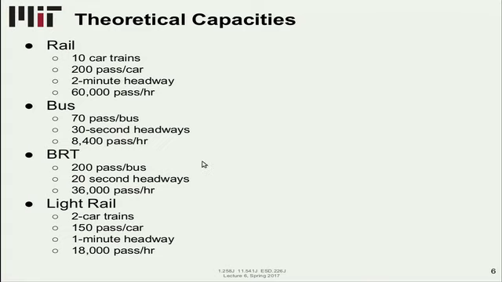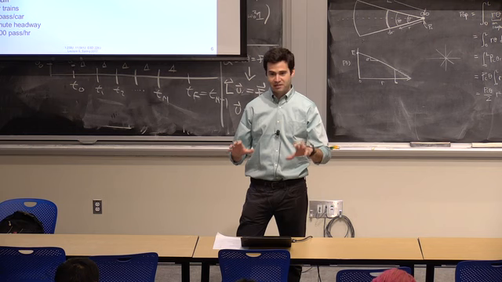BRT vehicles are longer. So you might fit 200 people in one of these double articulated vehicles. You might have even 20-second headway with good facilities. That gives you 36,000 passengers per hour. Again, pushing the limits here.